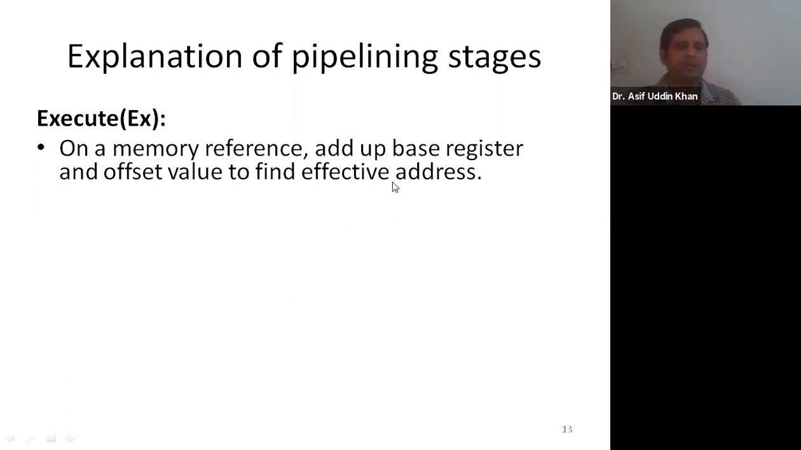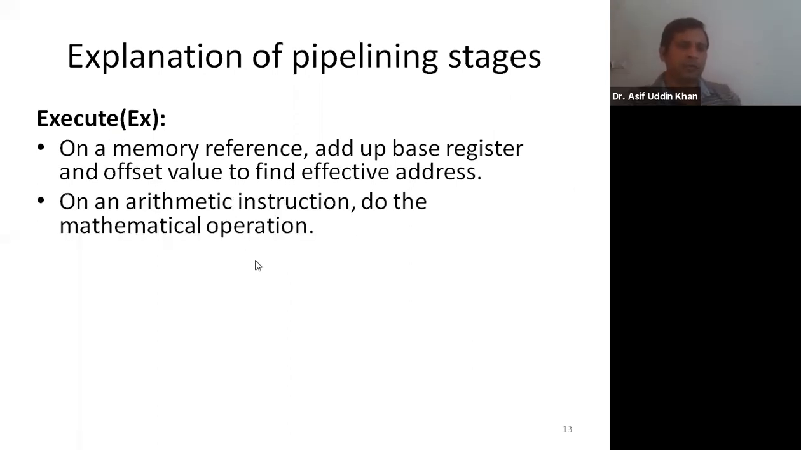And how to find the physical address? You just add the base register value with the offset value, and you get the effective address. That is done here in the EX stage. Also, if the instruction is an arithmetic instruction, then the ALU operation is done here in this stage. So two things are done in the EX stage: if the instruction is an arithmetic instruction, the ALU operation is done by the ALU, and if the instruction is a memory reference instruction, the effective address is calculated by adding the base register value with the offset value.